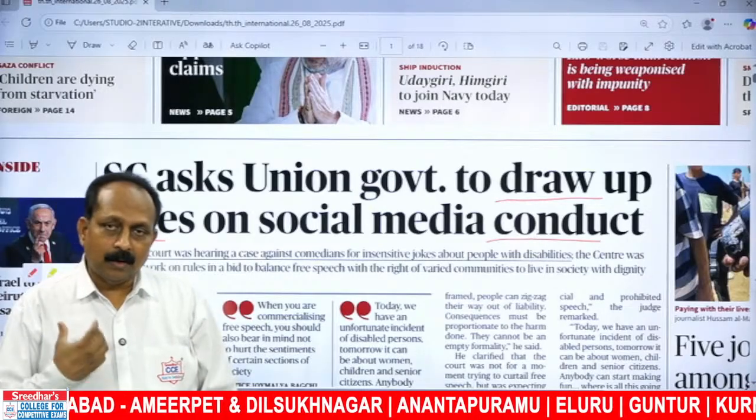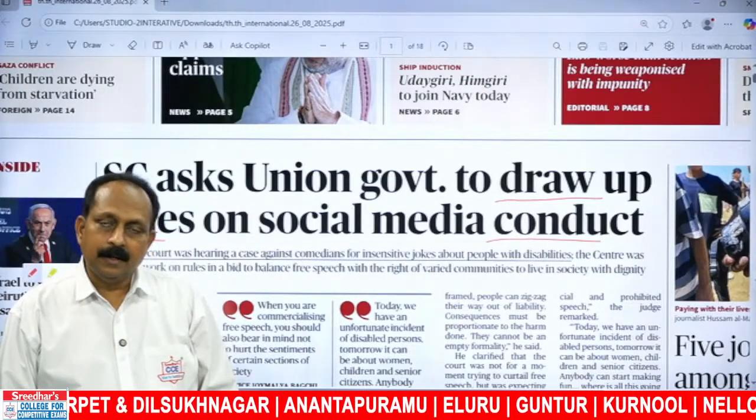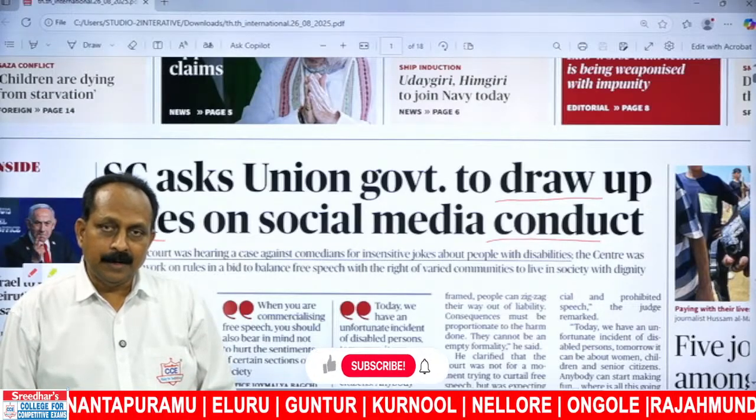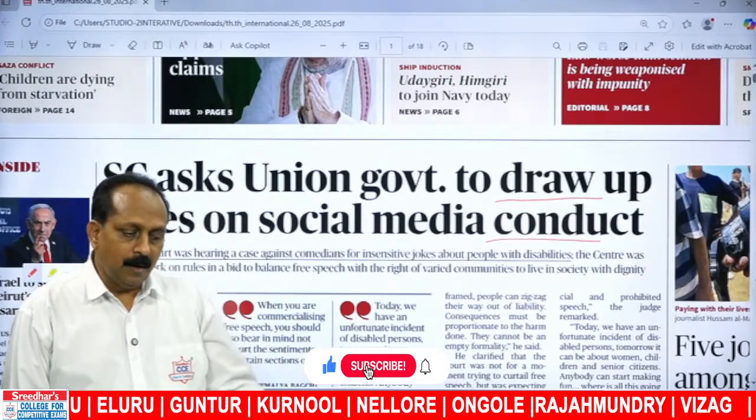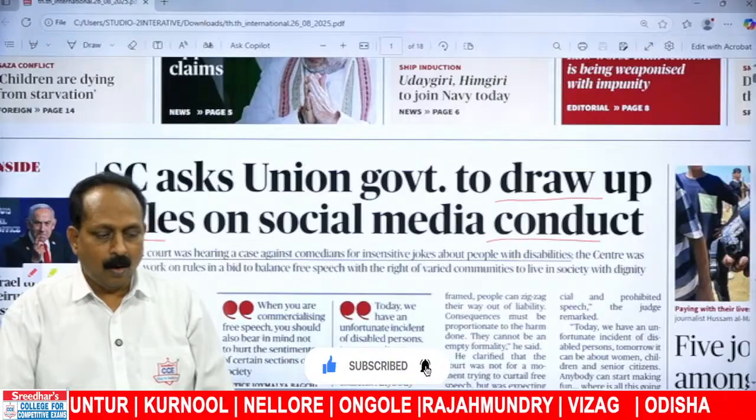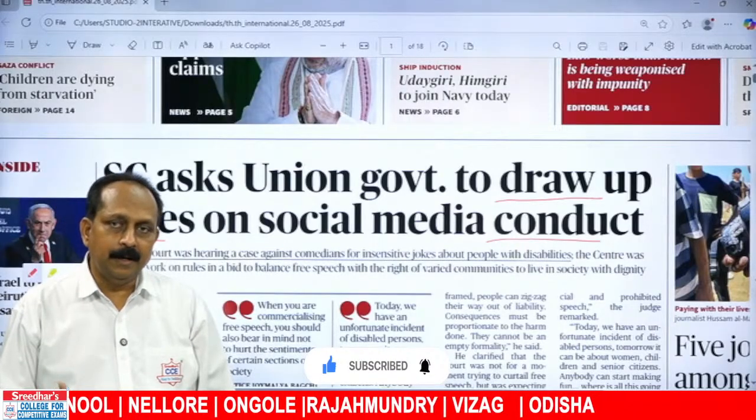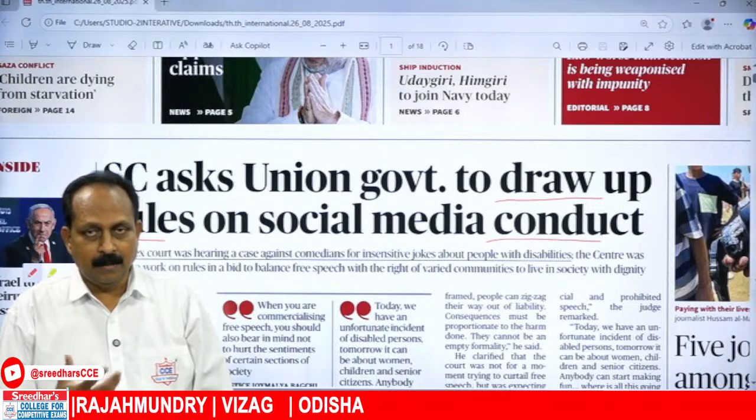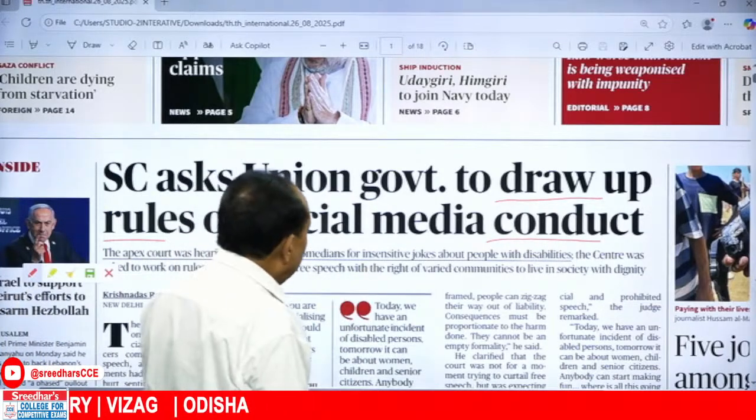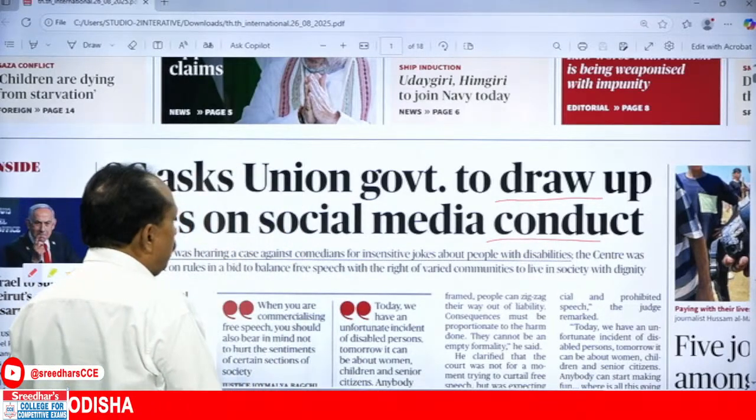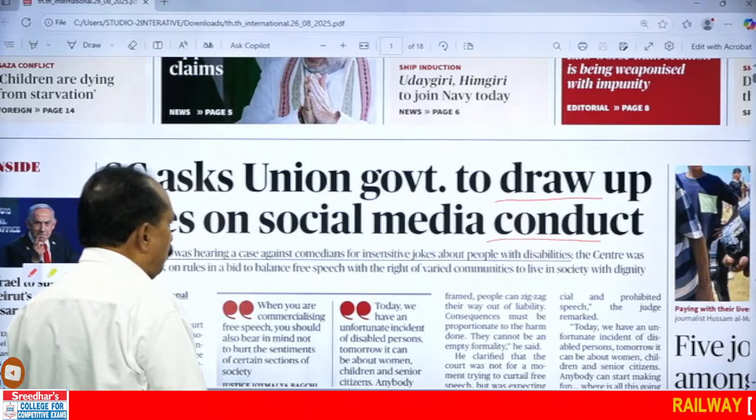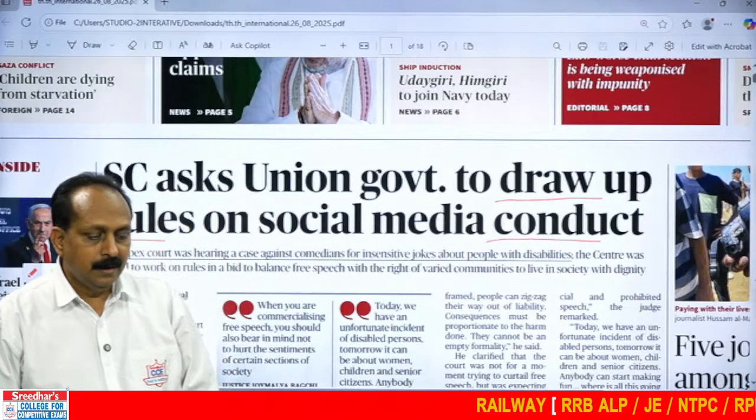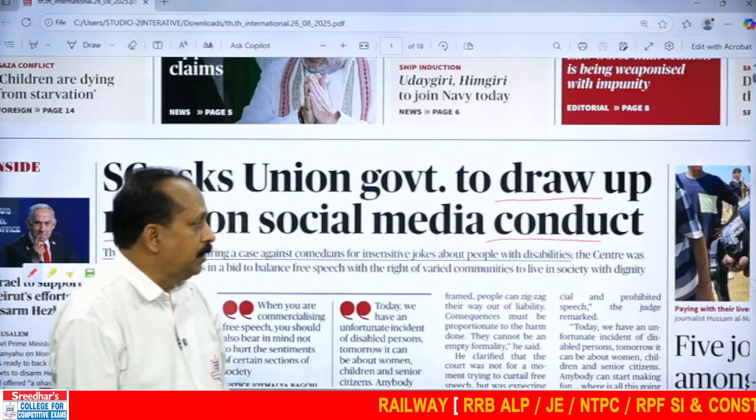Conduct means organize something. They conducted the event successfully. Conduct an event. But what is the word here, though with the same spelling? Conduct. Conduct means a behavior. While leaving the college, we ask for a conduct certificate, meaning about the behavior. Here, Supreme Court asks Union government to draw up rules, frame rules on social media conduct, on social media behavior. That's what you have to think of. You got to be careful.